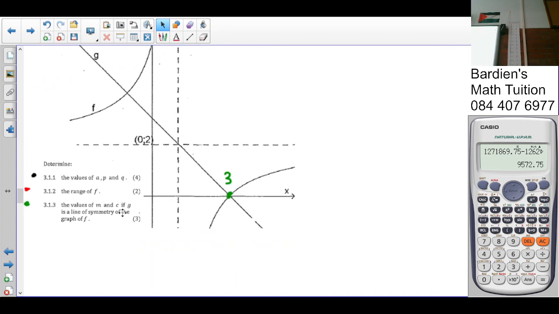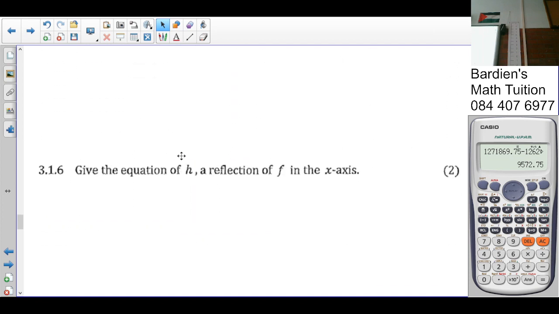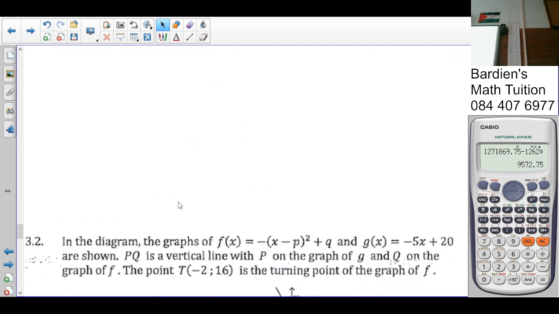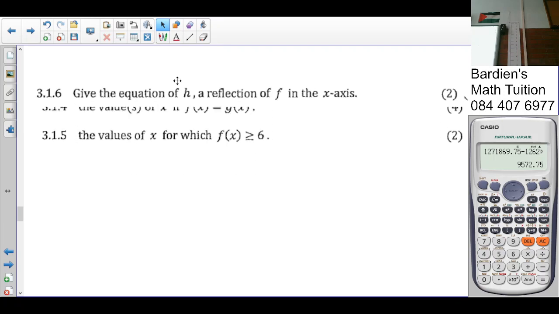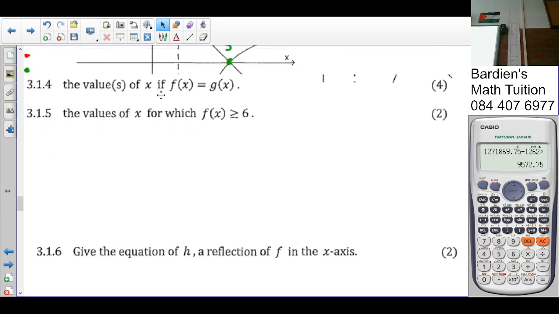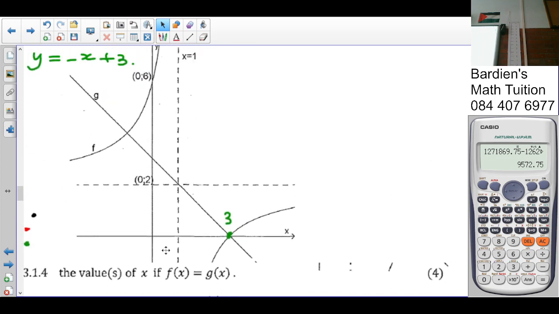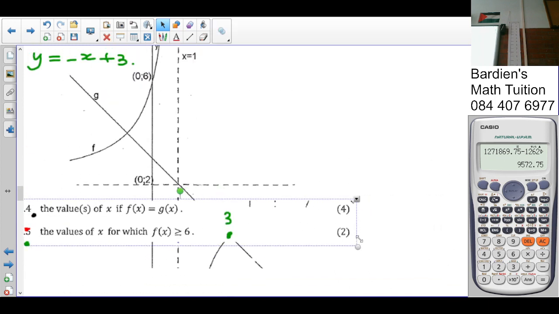Let's carry on. Let's see what else is in store for this diagram. There's quite a bit of questions left on this diagram. So the question says, in 3.1.4, it's a bit smaller.